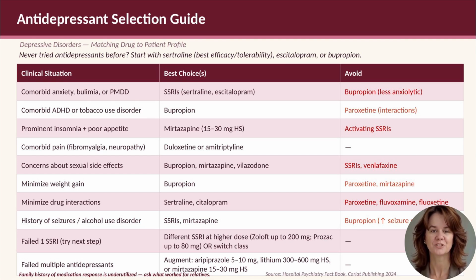If there is partial response after 4 to 6 weeks, augmentation strategies such as adding bupropion, lithium, or an atypical antipsychotic like aripiprazole should be considered, whereas lack of response after 6 to 8 weeks at a therapeutic dose should prompt switching. Medication selection should follow avoid-by-condition thinking.